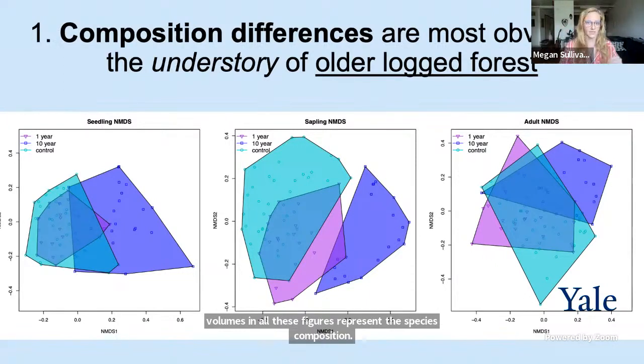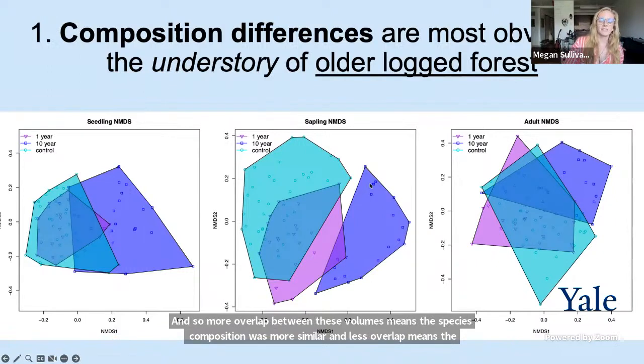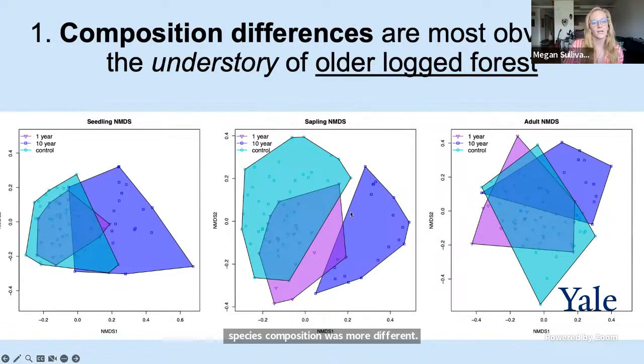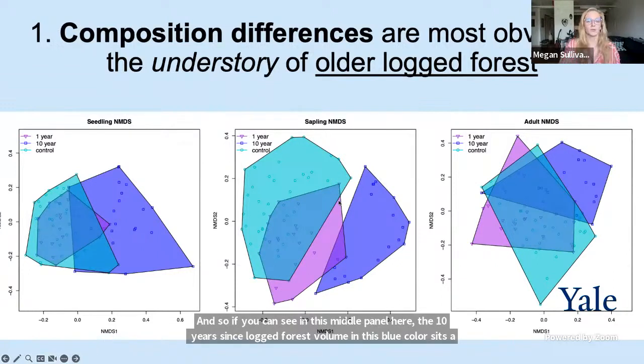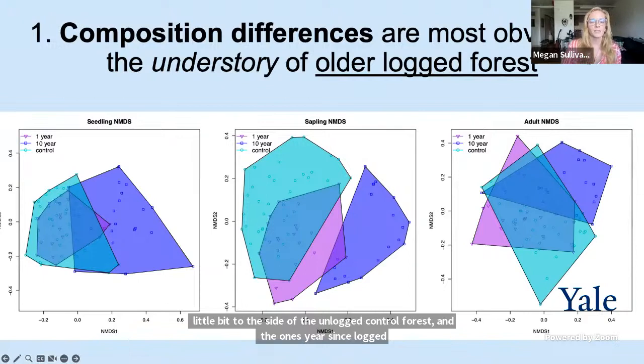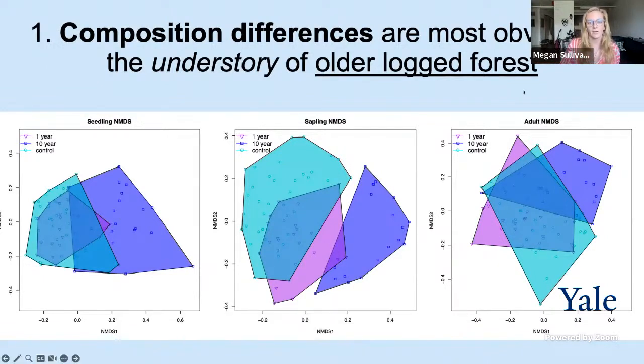composition was more different. And so if you can see in this middle panel here, the 10 years since logged forest volume in this blue color sits a little bit to the side of the unlogged control forest and the 1 year since logged forest, meaning that it's more different than those two that are slightly overlapping. And so then we wanted to look at, what do these composition differences mean in terms of how ecological services or forest function might also be shifting after selective logging occurs.